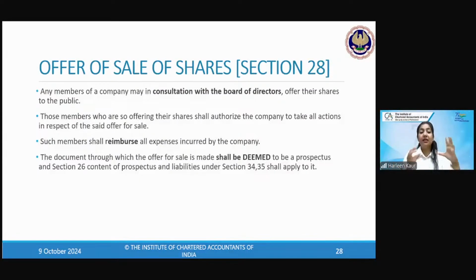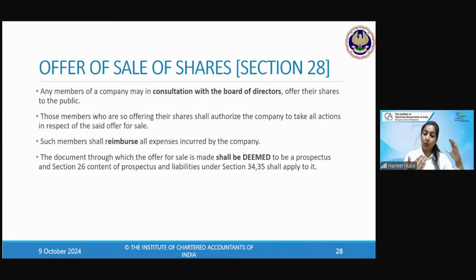In an OFS, a director or promoters of the company want to sell their shares. Say, for example, Mr. A is a shareholder of the company. He goes to the company and says, company, I want to sell my shares to the public. Can you help me in this? The company says, okay, fine, we will sell your shares to the public, and whatever expenditure the company incurs in this case shall be reimbursed by the shareholder.